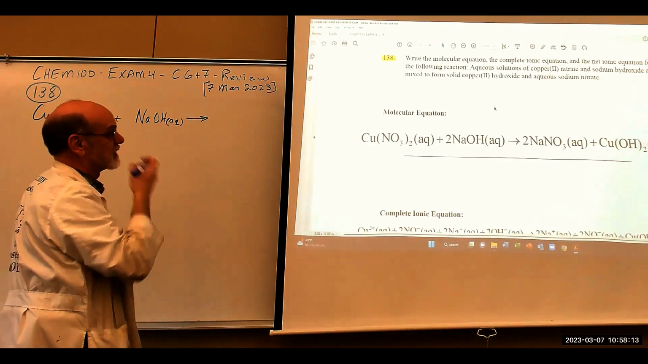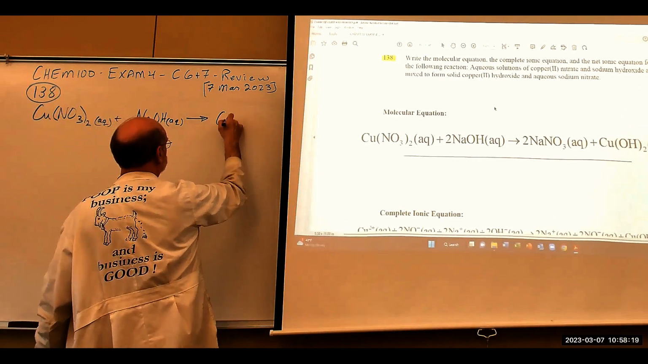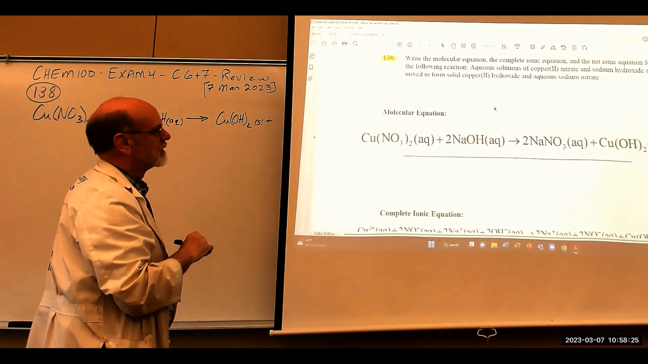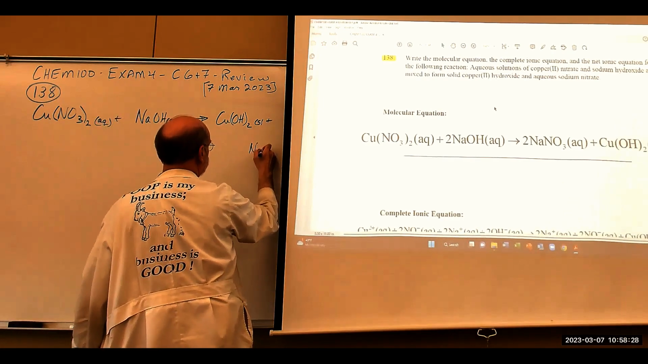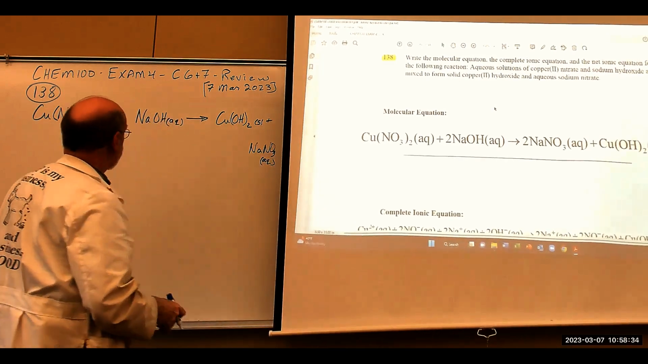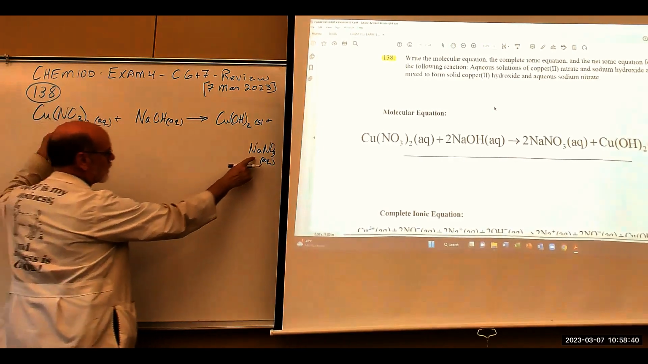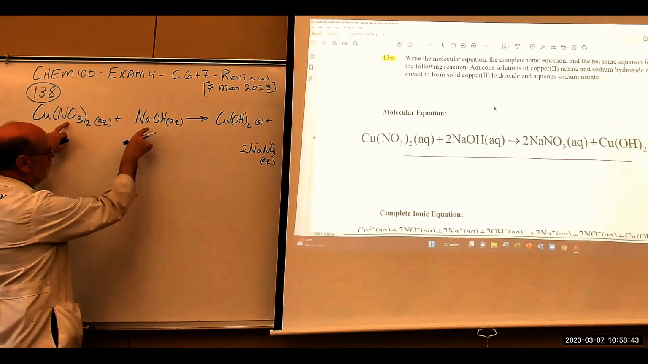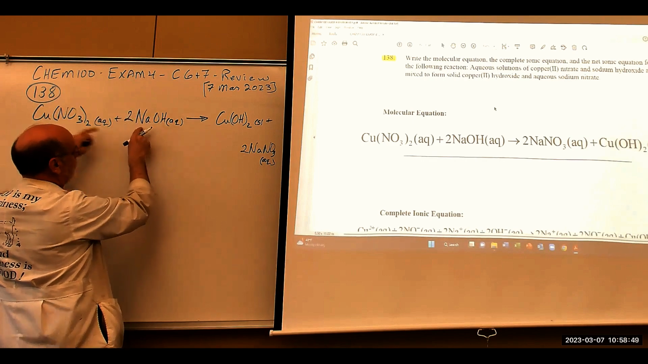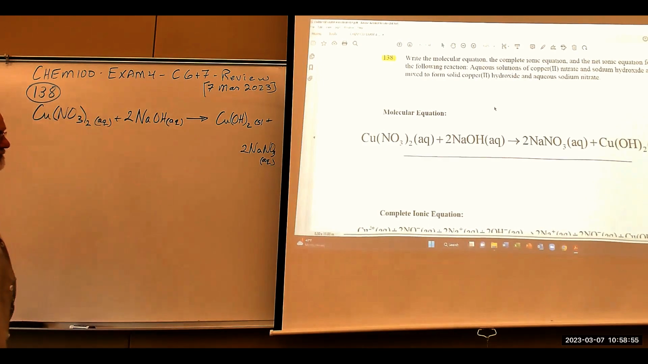So what does it produce? Does it tell us? Yeah, it tells us. Copper 2 hydroxide, solid, plus sodium nitrate. Okay, so let's balance it. This one should balance fairly easily. We've got 2 nitrates here and only 1 there, so let's put a 2 there. So that makes 2 nitrates, 2 nitrates, 2 sodiums. We need 2 sodiums here. 2 hydroxides, 1 copper, 1 copper. That's balanced. Okay.